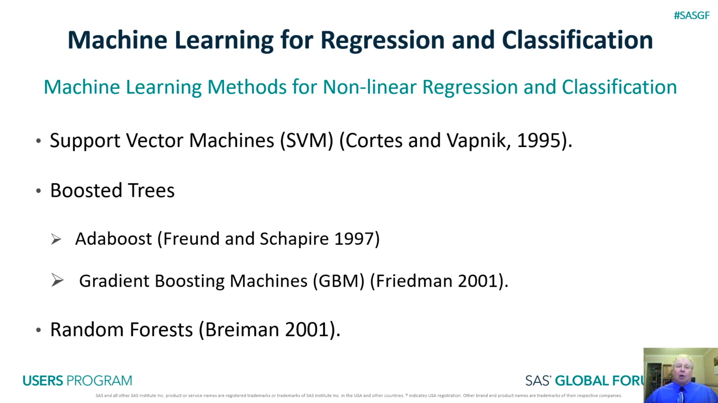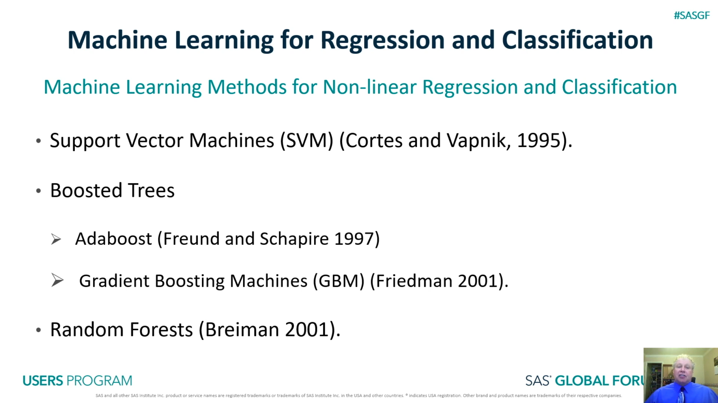The origins of support vector machines go back to work by Vapnik and Chervonenkis in the early 1960s, but the algorithm, which is widely used today, was developed by Cortes and Vapnik in the mid-1990s.